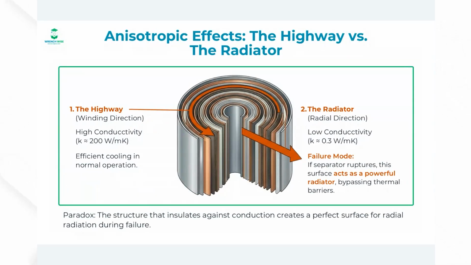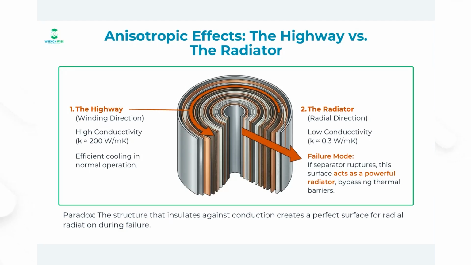Now, coming to anisotropic effects, we have covered this during our lecture on convection and conduction as well. Batteries, for the most part, are not solid blocks of metal. They are tightly wound rolls of electrodes and separators. This creates anisotropic thermal properties, meaning heat travels differently depending on the direction. We can visualize this as two completely different systems existing inside the canister itself. You have your highway and your radiator.